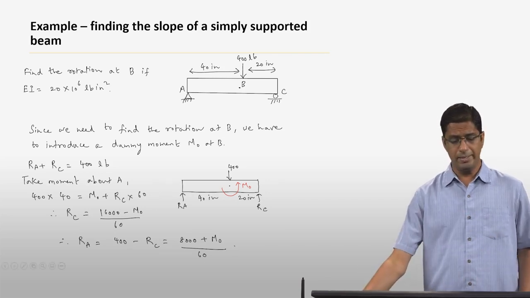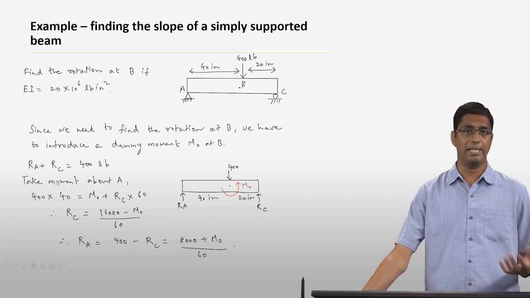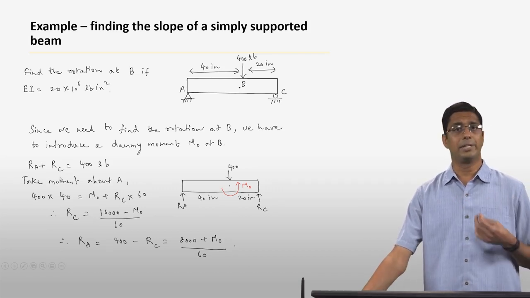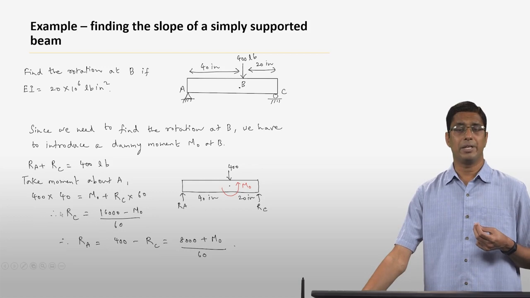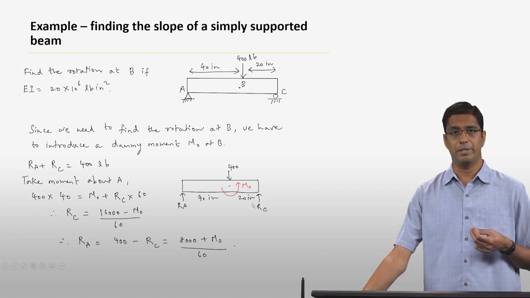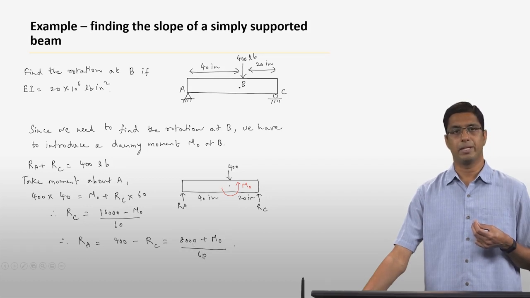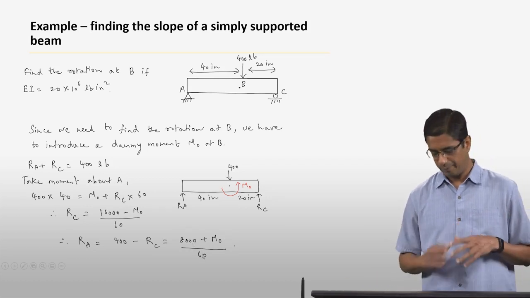Okay, so simply you have this force equilibrium. RA plus RC should be equal to the external force, which is 400 pounds, and then you take moment about point A. Then you can find out by moment equilibrium that RC, which is the reaction at point C, is 16,000 minus m0 by 60, and the reaction at point A is 8,000 plus m0 by 60. Okay, so RA and RC are found.